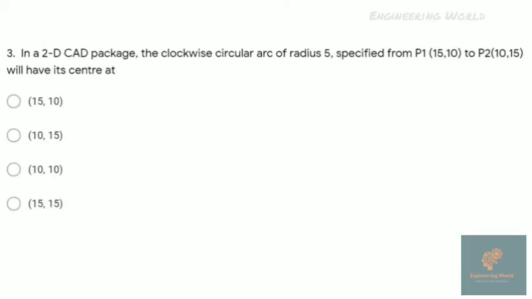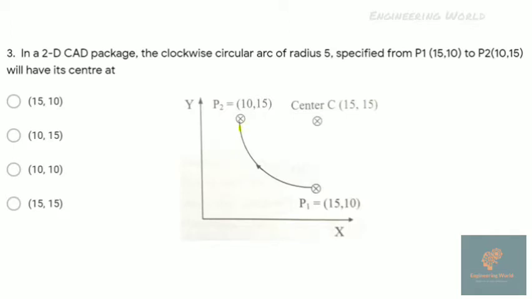Then the next question is, in a 2D CAD package, the clockwise circular arc of radius 5 specified from P1, which is (15,10), to P2, which is (10,15), will have its center at. Here, this is the arc and it travels like this, from P1 to P2. So from the figure we get the answer as (15,15), that is the center.